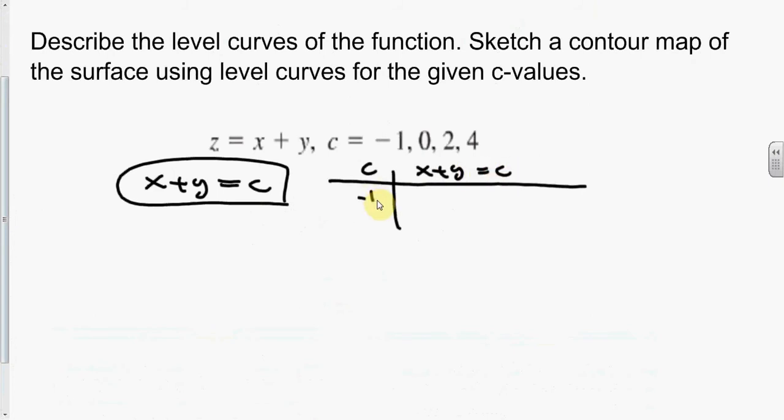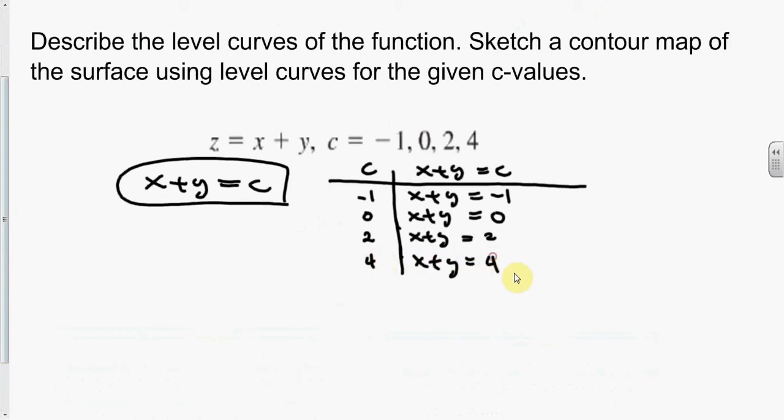So if c is -1, then we get x plus y is equal to -1. If c is 0, we get x plus y is equal to 0. If c is equal to 2, we have x plus y is equal to 2. If c is equal to 4, x plus y is equal to 4.